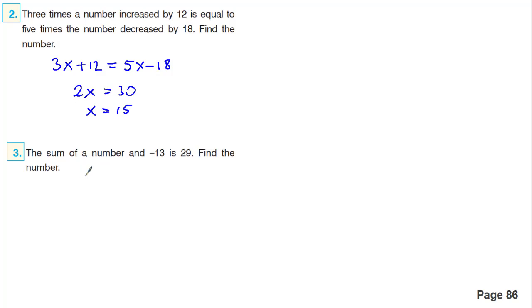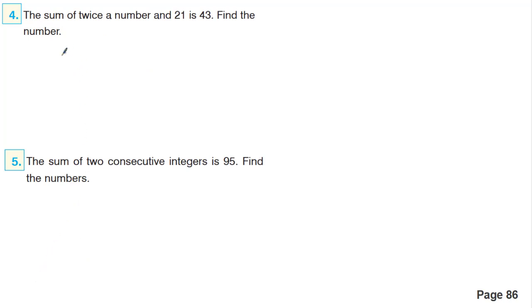The sum of a number and negative 13 is 29. A number, x, minus, actually it says add minus 13, which would be the same answer, but doesn't matter. x minus 13 is 29. You add 13 to both sides and you get x is 42. Next, the sum of twice a number, 2 times a number, and 21 is 43. So 2x is 22, and that makes x 11.